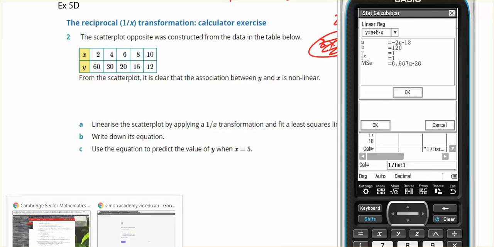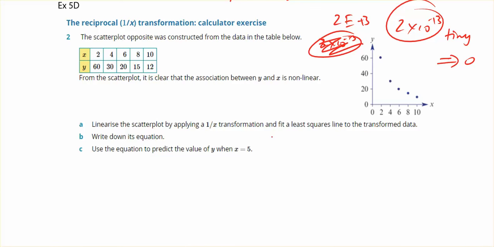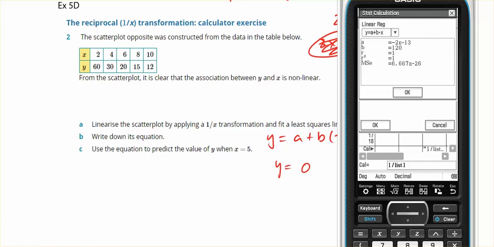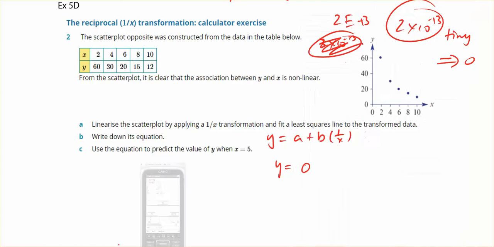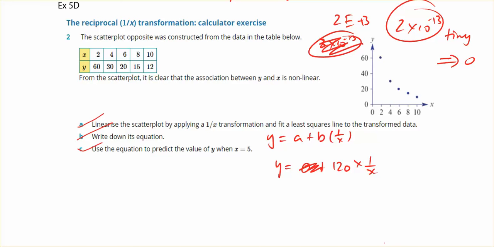Which is why when you write down the equation, you're going to go y equals a plus b x. Our x happens to be not x anymore, it's 1 on x. So you go y equals a. My a value is 0. You technically don't need to write the 0, I'm just writing it for illustration purposes. Plus 120 times 1 divided by x. So you can essentially eliminate the 0, and you get y equals 120 times 1 on x. Write down this equation.